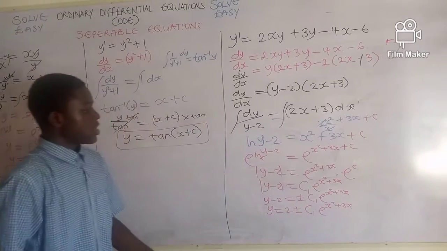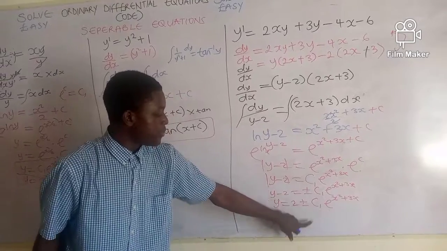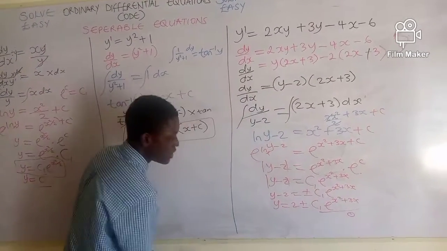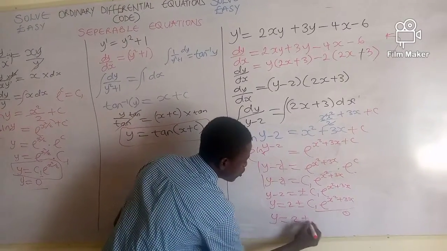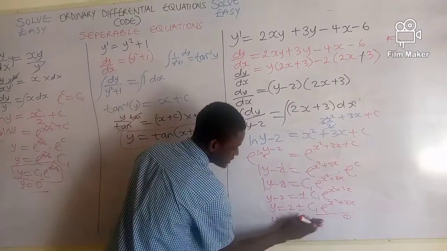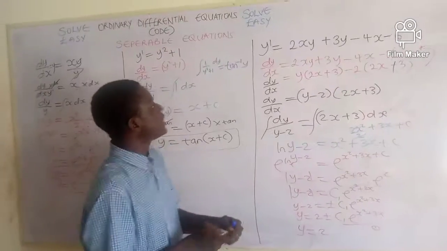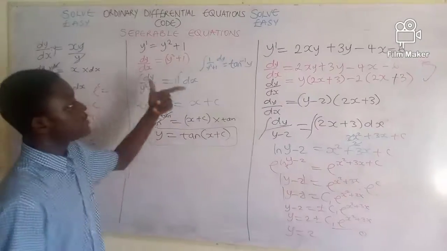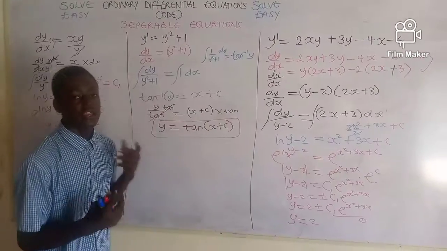Now, we may be asked to find a particular solution. Then c1 becomes 0. Our particular solution for this is 2 plus or minus 0, which is the same thing as 2. Therefore, we have solved basic equations on separable equations. We'll be dealing with other ordinary differential equations, the homogeneous equations, and the rest of them in our next tutorials.